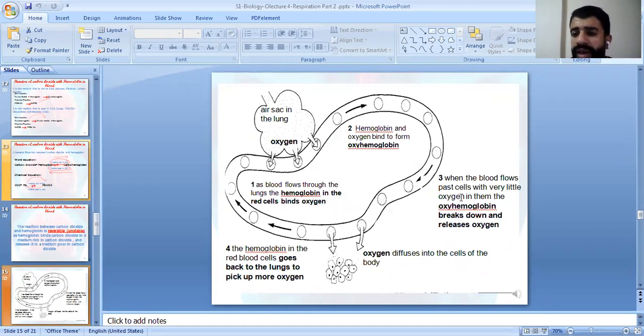When the blood flows with very little oxygen in it, the oxyhemoglobin will break down and release oxygen. The oxygen diffuses into the cells, and the hemoglobin in the red blood cells goes back to the lungs to take more oxygen, and the cycle continues.